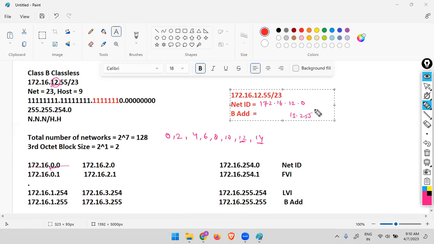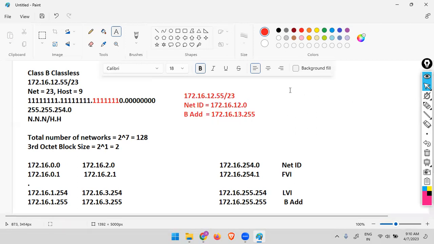No need to write all the networks. Just focus on the interesting part here and how much the block size is. Accordingly, you'll get the answer. Okay. Any doubt in this? How we got the network ID and broadcast address? 12.0, 13.25. Okay. Let's take one more example here.